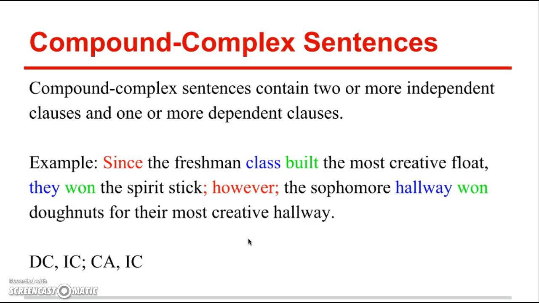And last but not least, sometimes we have compound complex sentences. In this case, a compound complex sentence is when you have two or more independent clauses and one or more dependent clauses. So I have one example. Since the freshman class built the most creative float, that's dependent. They won the spirit stick, independent. Joined with a conjunctive adverb, semicolon, comma. The sophomore hallway won donuts for their most creative hallway, independent clause. So we have dependent clause, comma, independent clause, semicolon, conjunctive adverb, comma, independent clause. So that might be one way to make an abbreviation, a notation for this sentence.